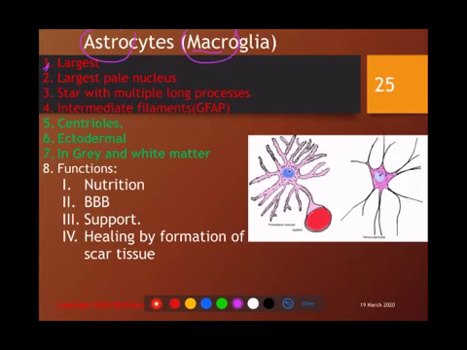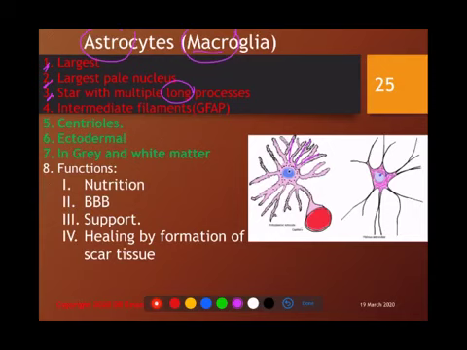And it also has the largest pale nucleus, the largest nucleus among them, and it is very pale, which means they are very active. Why are they called astro? Because they are like a star. Astro means star. This is the meaning of the word astro. They are star shaped with many long processes. So they are called astrocytes because of their shape, and they are called macroglia because of their size.